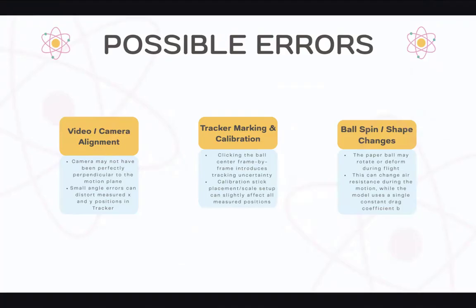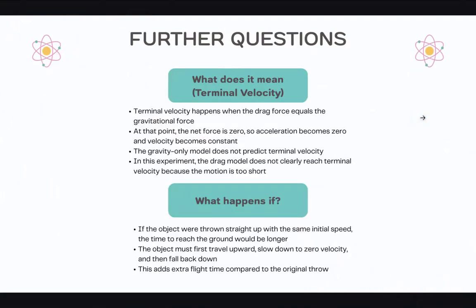Possible sources of error include camera alignment and perspective error, Tracker marking and calibration uncertainty, and ball shape or spin changing the drag during the flight. These can affect the measured positions, which can also affect the fitted drag constant. This helps explain the small differences between the data and the model.